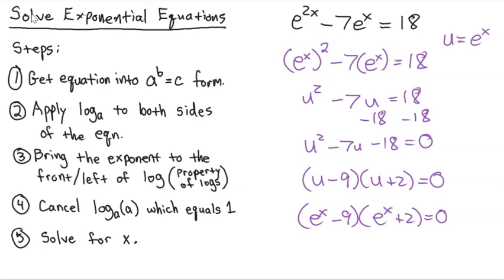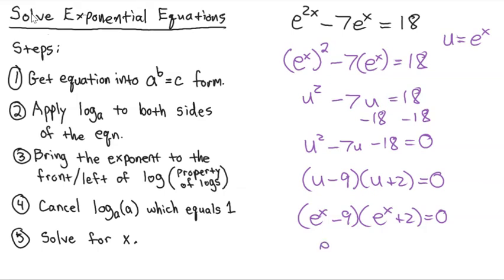E to the x is always a positive number. No matter what you plug in for x, the answer is going to be a positive number. Plug in a 0, you get 1. Plug in 1, you get e. Plug in negative 1, you get 1 over e. No matter what you plug in, it's a positive number. So if we add 2 to a positive number, then this is always going to be a positive number, and therefore we cannot set this equal to 0. So if this cannot be equal to 0, then this must be equal to 0. And it can be, because it has a negative 9 in it, okay?